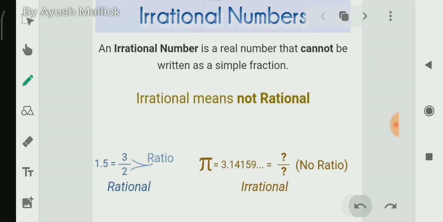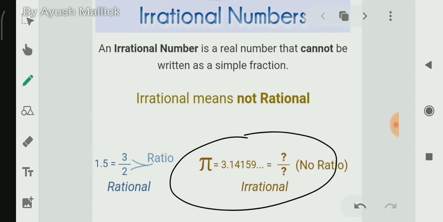Let us see some examples. Take 1.5. Can I represent it in the form p by q? Of course, 3 by 2, so it is a rational number. But see here, as we know about the value of pi, no one till now has recorded its exact value, and pi is considered irrational. So pi we cannot write in the form p by q. That's why we say it is an irrational number.